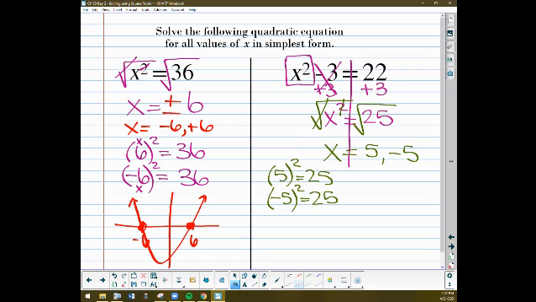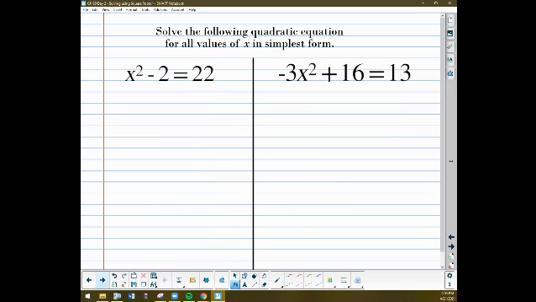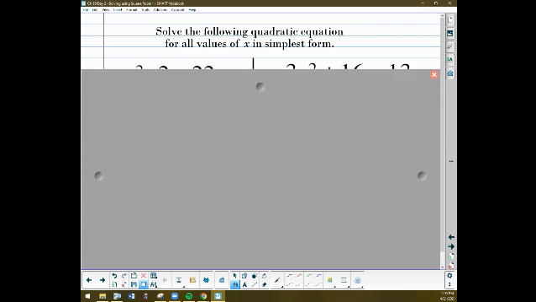So you could write 5 and negative 5, or you can write x equals plus or minus 5. So it's kind of a more concise way to write my final answer. So if I plug either of those values in for x, I will get 25. Okay? So we're going to continue to build, get a little bit more difficult.